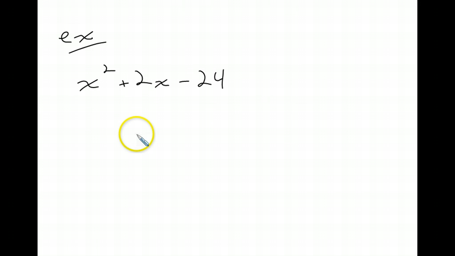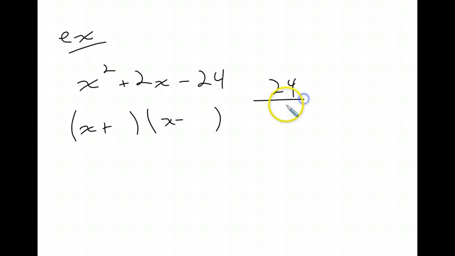This one's a little bit more difficult. Still starting off with a double bubble, two sets of parentheses. I know I'm going to start out with an x and an x because my first term is x squared. They multiply to be a negative, so my signs must be plus and minus. They have to be different. And I need two numbers that multiply to be 24.